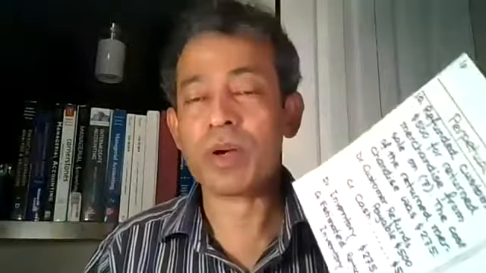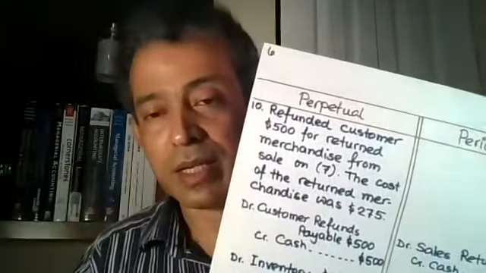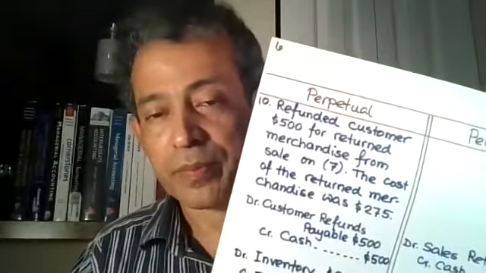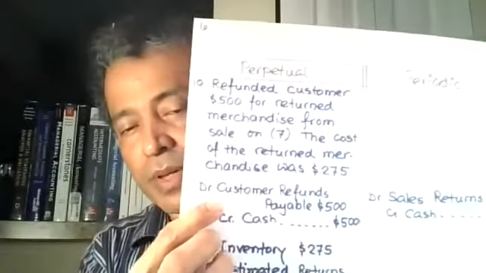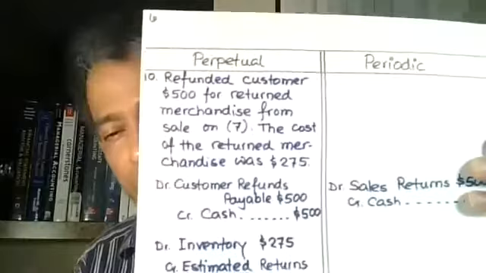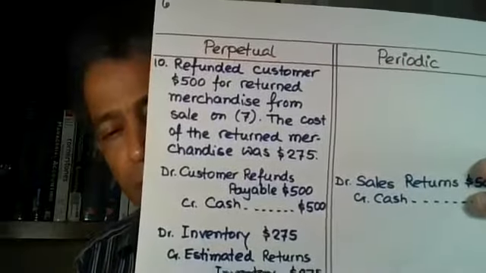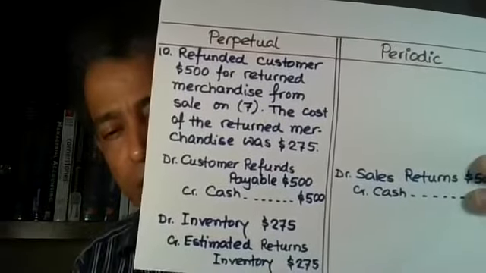So remember, as soon as you sold these goods, or even sometimes before you sold the goods, you would have estimated the total amount of sales returns. So that would be a potential liability. So when you make refunds, you refund from there. So debit customer refunds payable, $500, cash is credit.